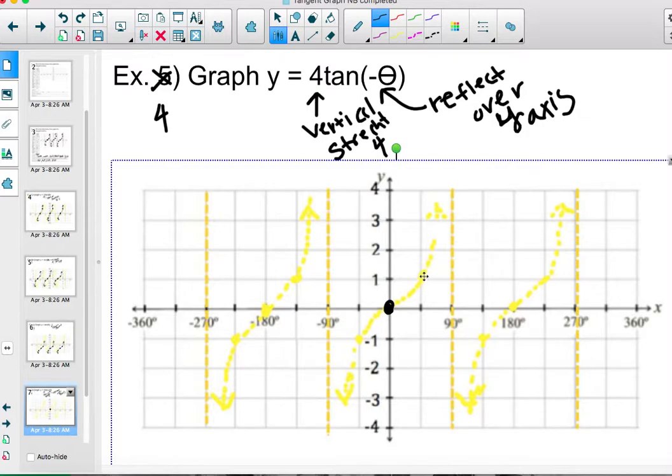But this point here, this point that is at 1, 1, now is going to be over here for the reflection over the y-axis, but then it's going to stretch by 4. So 1 is going to turn into 4. So this one's going to be like a tall and skinny. So then on the left side of the y-axis, we need to move over to the right for that reflection over the y-axis, and then it's going to stretch down to 4. And so then this curve looks like this.